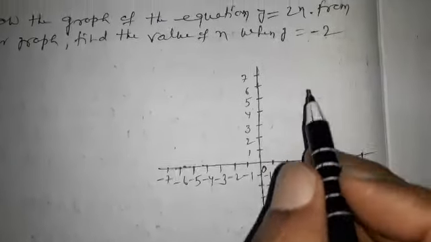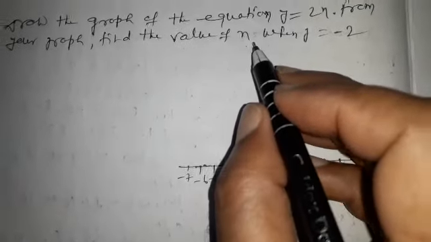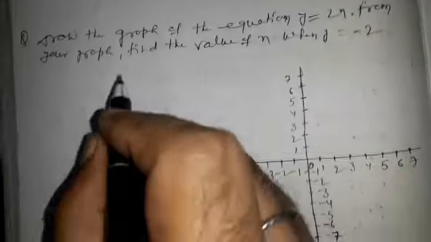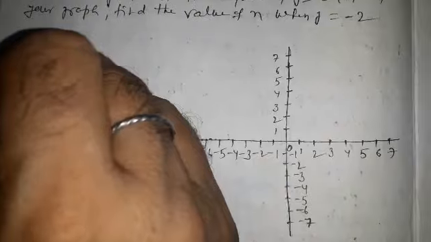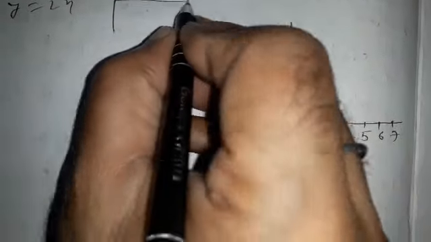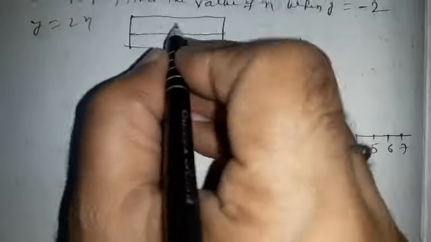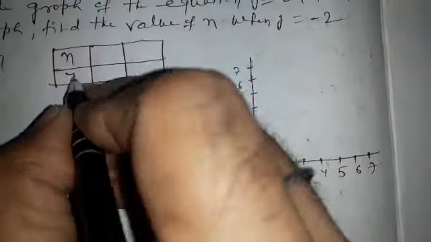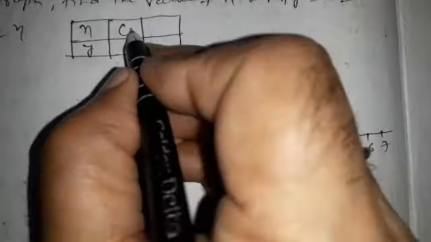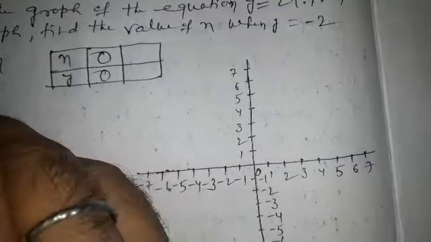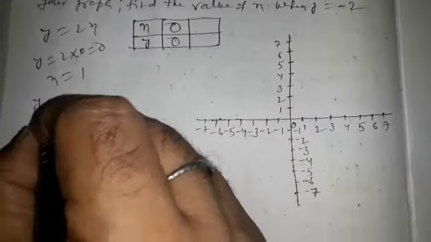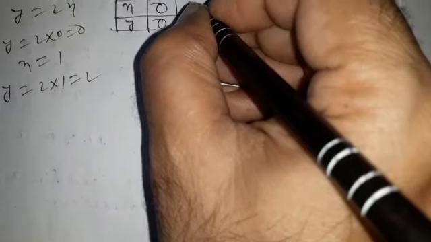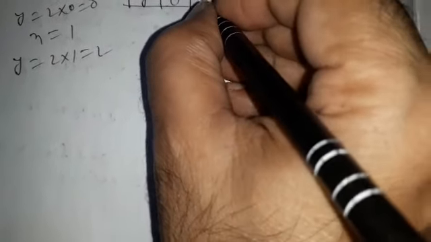Now draw the graph of the equation y is equal to 2x. From your graph, find the value of x when y is minus 2. So y is equal to 2x. Make a table of x and y. If x is 0, then y is also 0, because y is equal to 2 into 0, which is 0. If x is 1, y is equal to 2 into 1, which is 2.